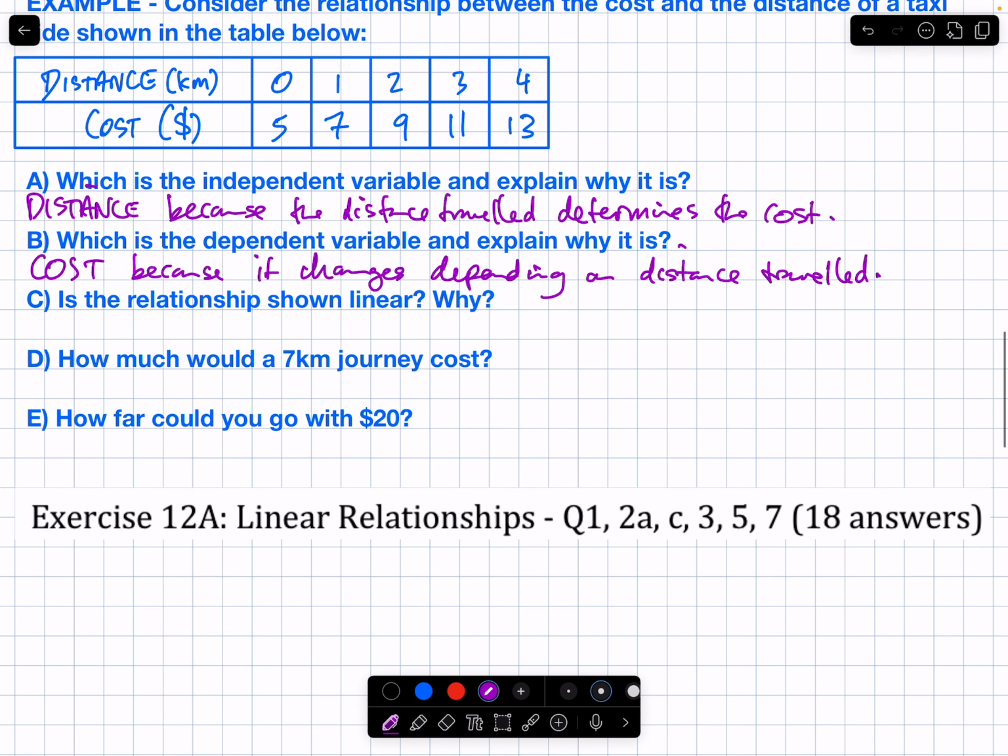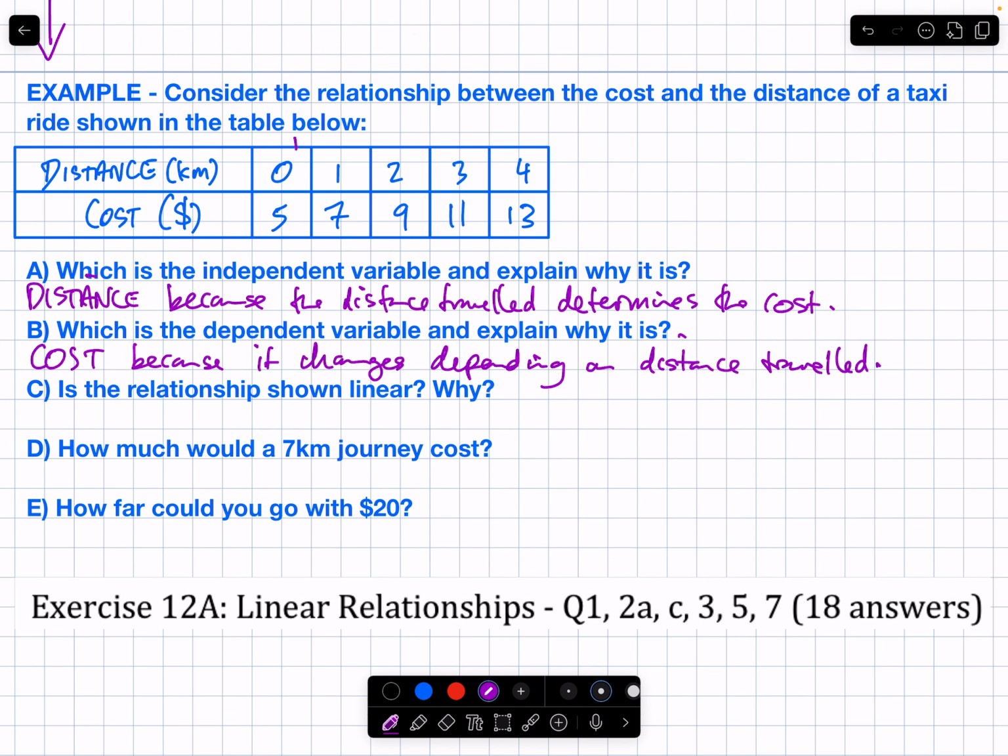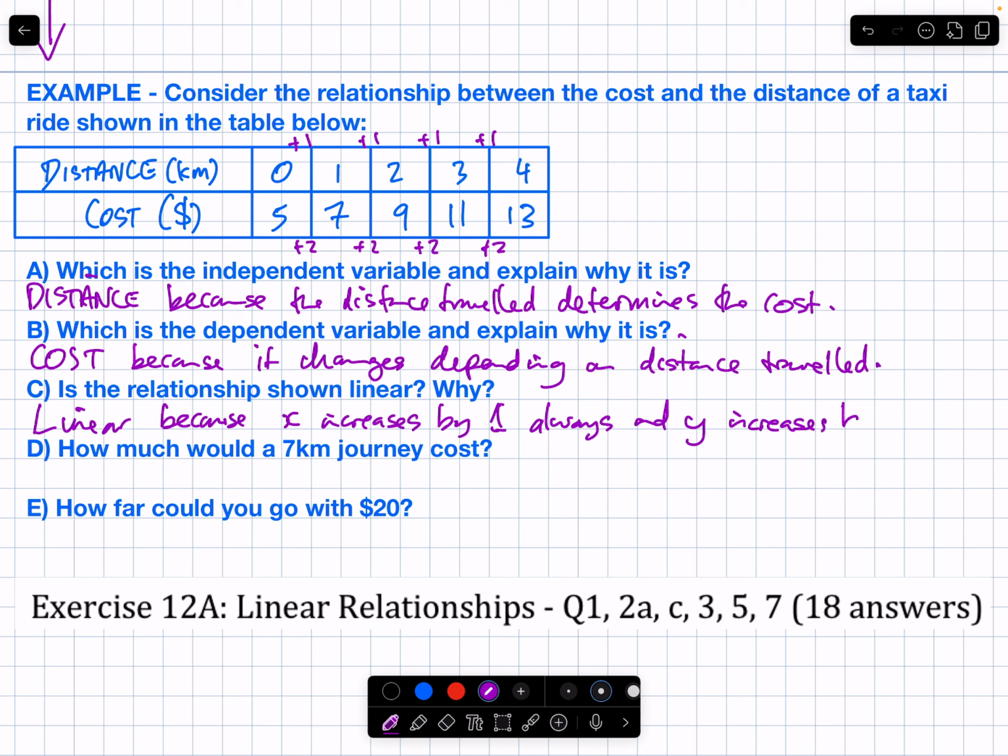Is the relationship shown linear? Well, plus 1, plus 1, plus 1, plus 1, plus 2, plus 2, plus 2, plus 2. So it is linear because x increases by 1 always and y increases by 2 always.